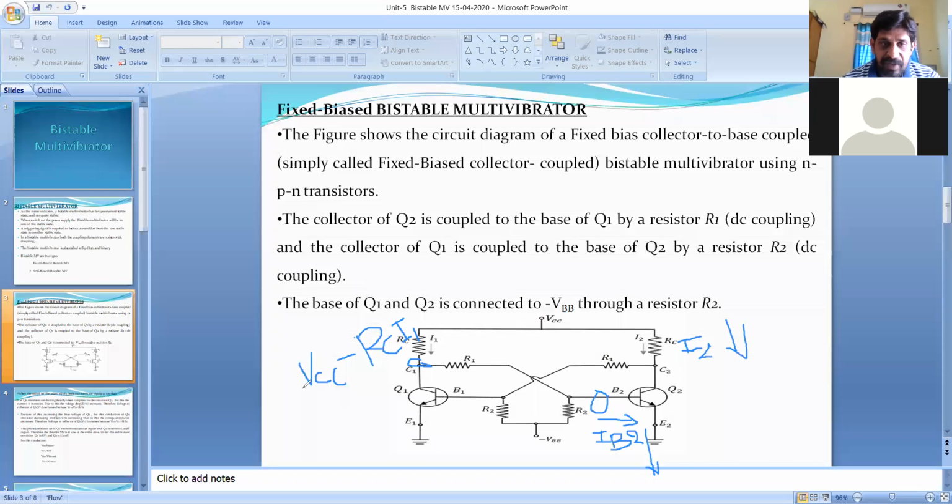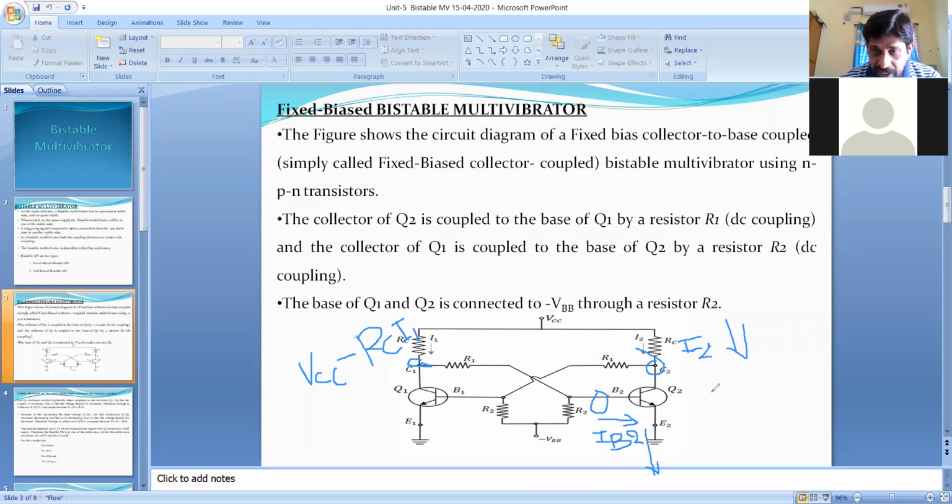Here the voltage VC2 is nothing but VCC minus RC into I2. But I2 decreases, so the voltage at the collector of Q2 increases. Once this voltage increases, once again the base current of Q1 goes on increasing, and once the base current increases, the collector current also goes on increasing. This process is continuous until Q2 is cut off.